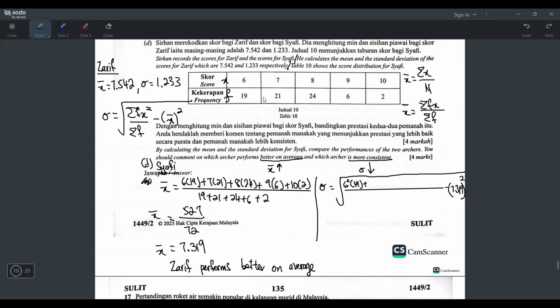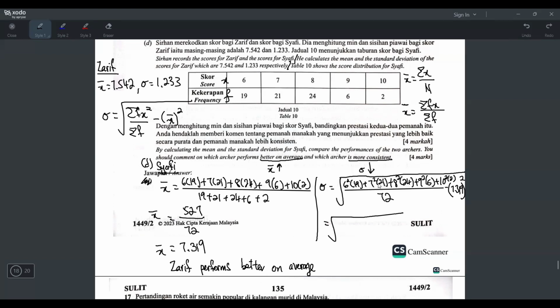Okay, and then plus 7 square times 21, like this. And then plus 8 square times 24. And then plus 9 square times 6. And then plus 10 square times 2. Okay, and then over total frequency, I already know it's 72. So now I just have to press calculator.